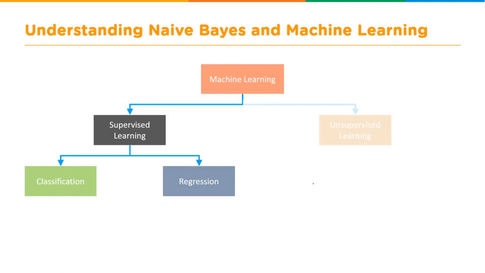It tries to find out the differences, or whether the given image is male or female, or whether the given image is a cat or a dog. And very similar to that, regression is an application or technique where we try to predict something.